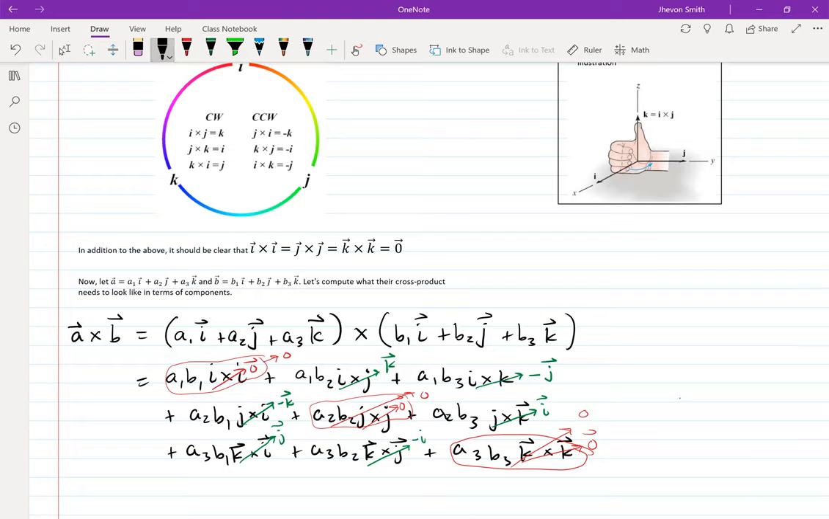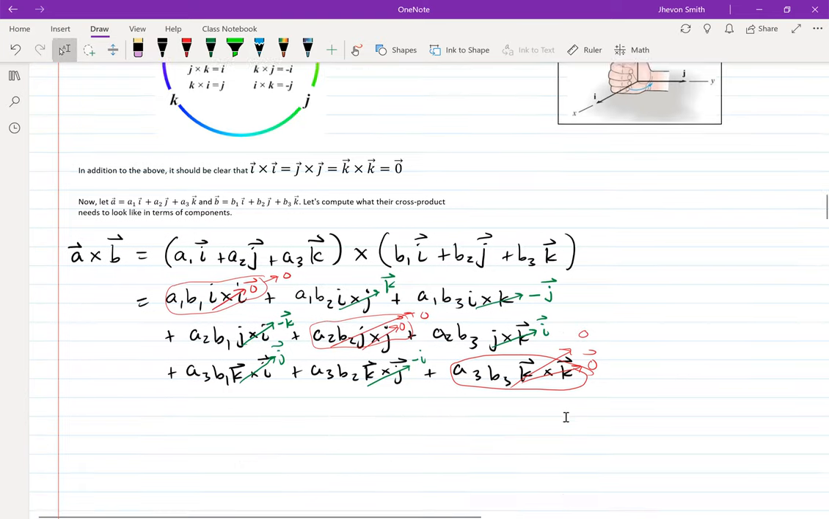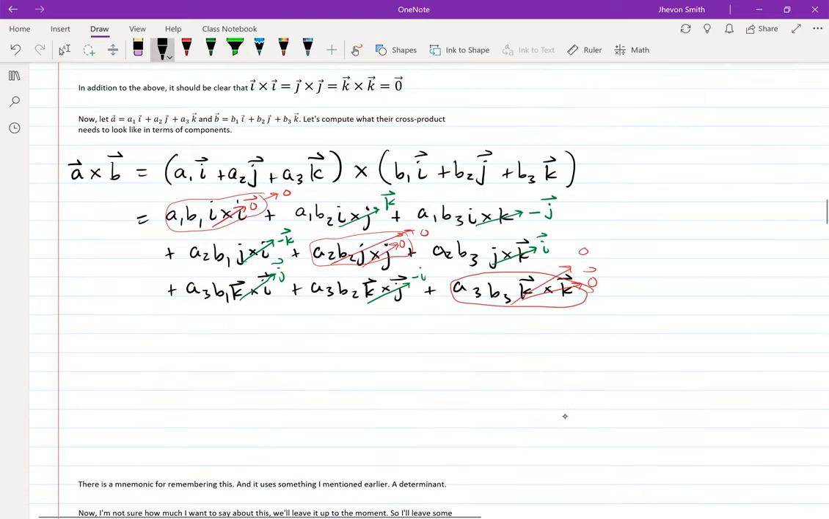So now what we're going to do is we're going to group all these guys. Let's group the i, j, and k. So what do I have times i? I have a2, b3.